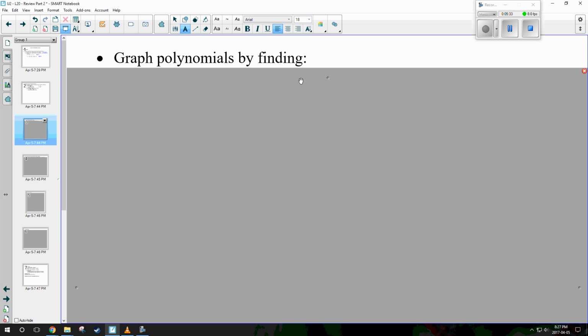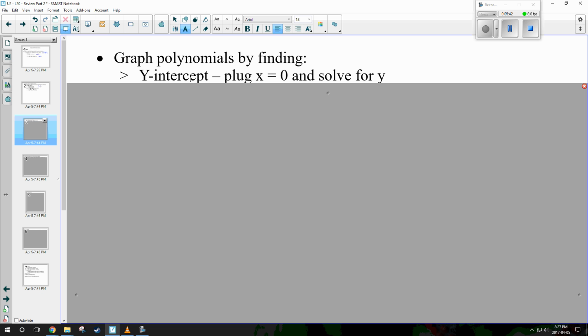So leading into the next thing was graphing polynomials. And remember, we graphed polynomials by finding some key points before we graphed. The first thing that we found was the y-intercept. To find the y-intercept, we just plug in x equals 0, and then we solve for y. When it's in factored form, we have to simplify out the brackets to solve for y. If it's in standard form, we know it's just the last number at the end.